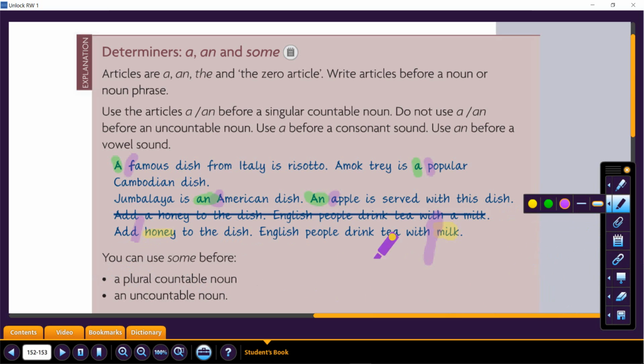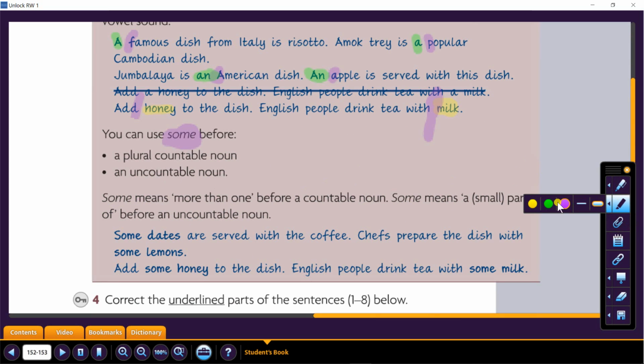Moving to another determiner, which is some. We use some before a plural countable noun and an uncountable noun. So we can use some with plural countable and uncountable. Okay, so we can use some milk, some honey, and we can say some dishes.